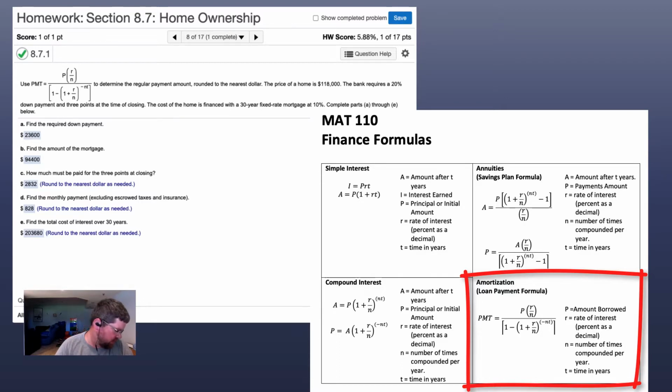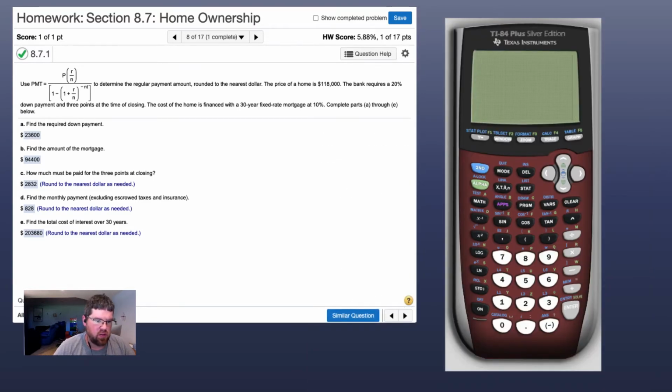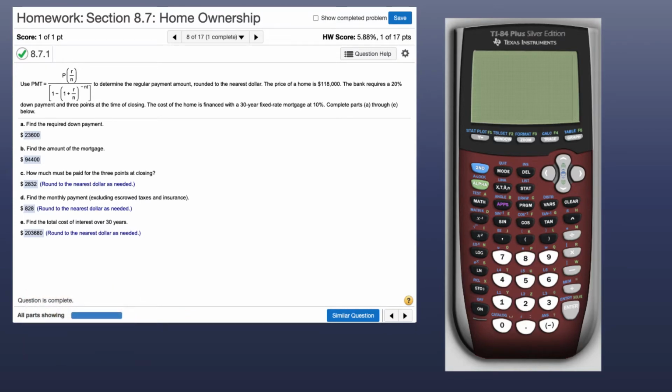In this problem, looks like we have a home that's $118,000. They want a down payment of 20%, 10% interest, that's insanely high. Monthly for a 30-year fixed mortgage, and 3 points at closing. All right. So first of all, we don't need a calculator to start it off.